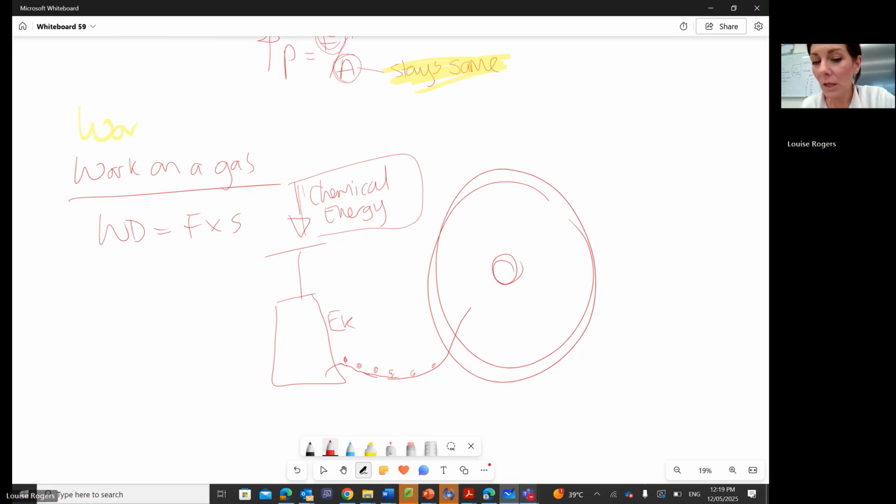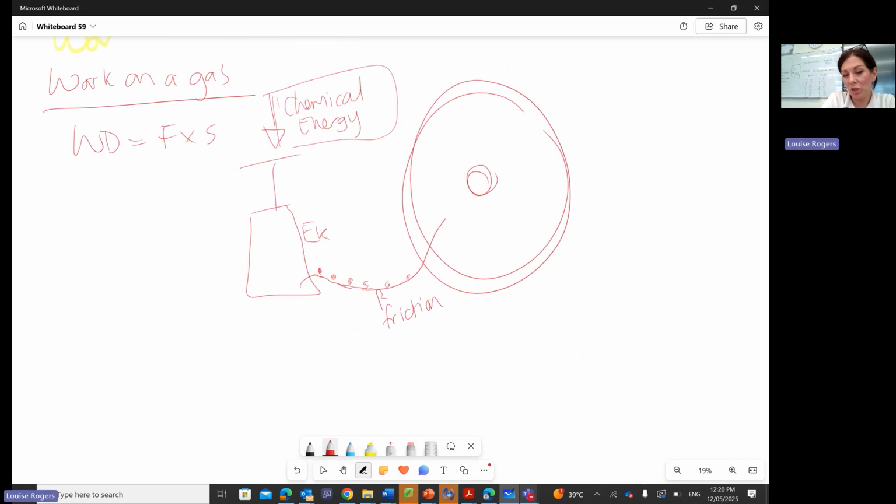But then, because there is going to be friction happening here between the tube and the air particles, it means we're going to get some work done because each particle is going to apply a force over a distance, which means we're going to end up getting unwanted energy transformations. So with friction, we end up losing some of that kinetic energy. So this is what work done on a gas is.